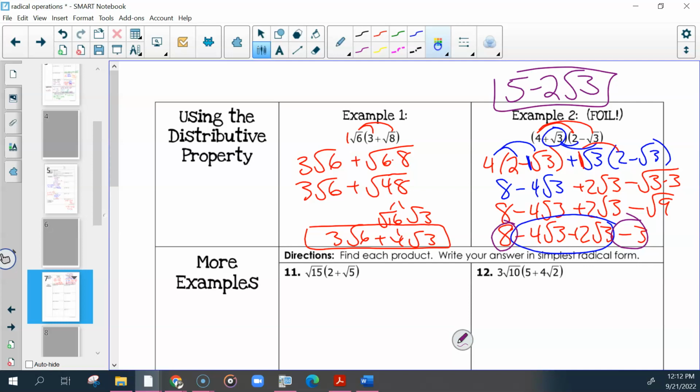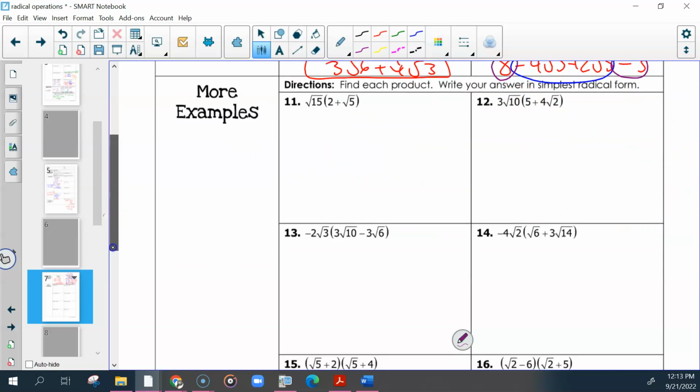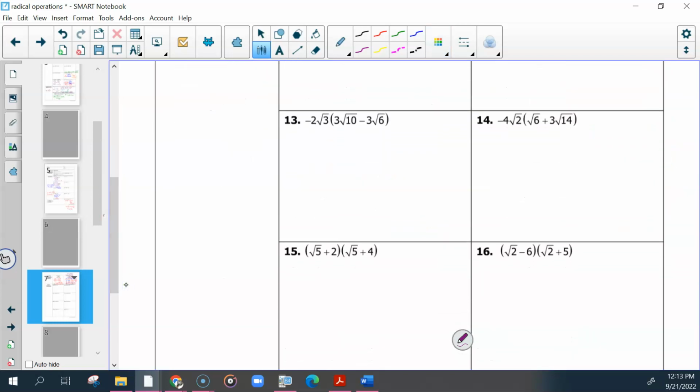Do we have questions about that one? This is a challenging one, but I want you to try this. Number 14. Remember what's outside, remember what's inside, those things go together.